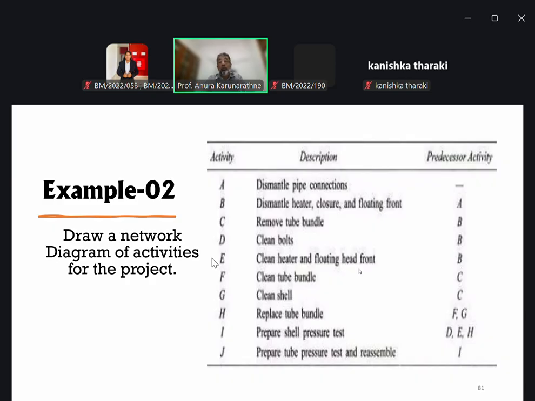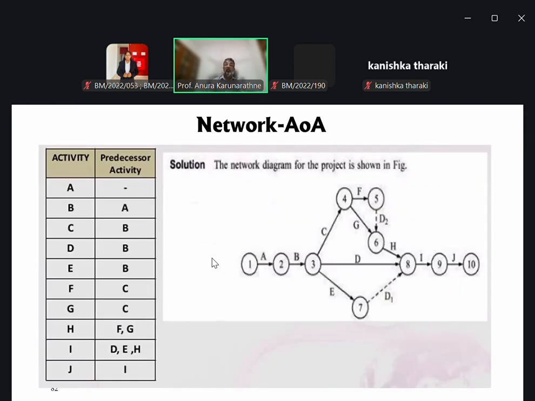We can start from B. So if you go to F and G, we can start from C. So after completing both F and G, we can go for H. So after completing D, E, and H, all three, we can go for I, and ultimately after completing I, we can go for J. So this is the overall detail relating to this network drawing, right?